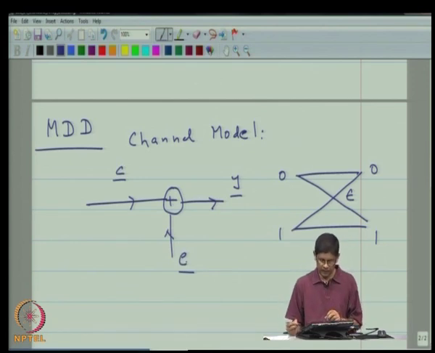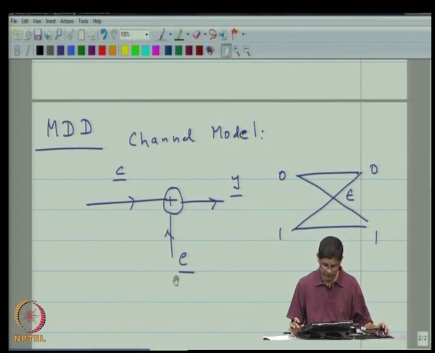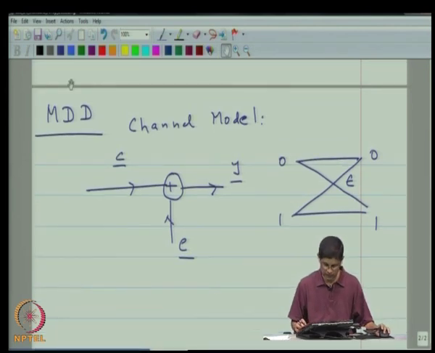and basically the way to make a connection between the binary symmetric channel model here and this additive channel model here is just simply to say that this error vector has a value equal to 1 precisely when there is an error in transmission over the channel.